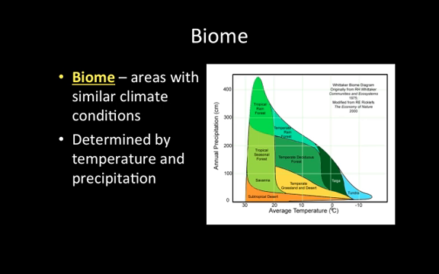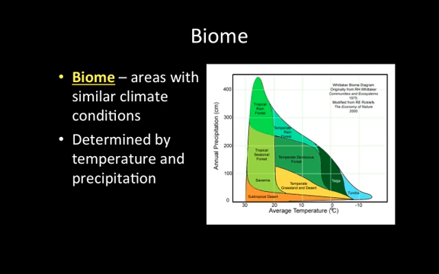For example, a very low temperature with very little precipitation is called a tundra, right? The average temperature is negative 10 degrees Celsius and the annual precipitation is less than 100 centimeters. However, if we look at the very, very top of the graph, you see a tropical rainforest, which has the highest temperature and the highest amount of precipitation. Again, all of these biomes are simply determined by how much precipitation falls and how much temperature is present.